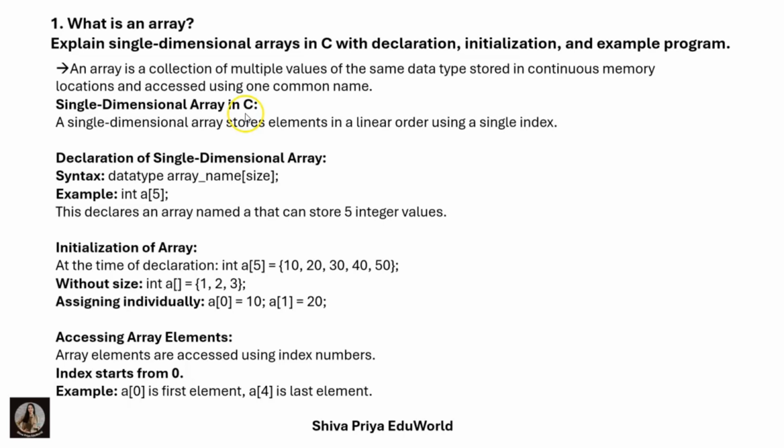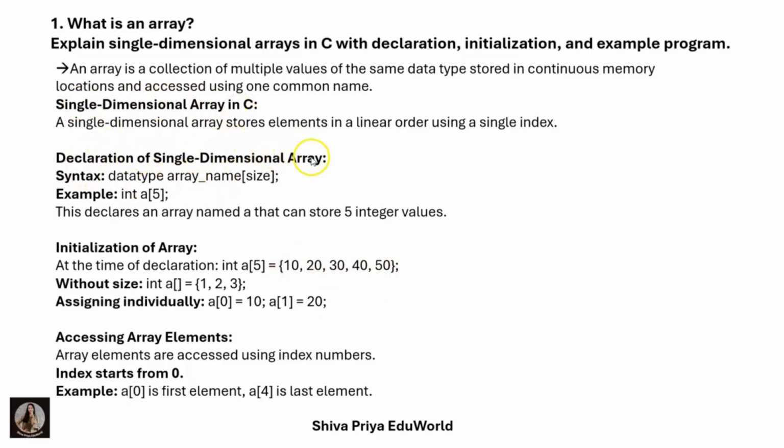What is a single dimensional array? Here it stores the elements in linear order using a single index. It uses only a single index and it will store the elements in linear order only. Clear? It will store in a single line. That is a single dimensional array.